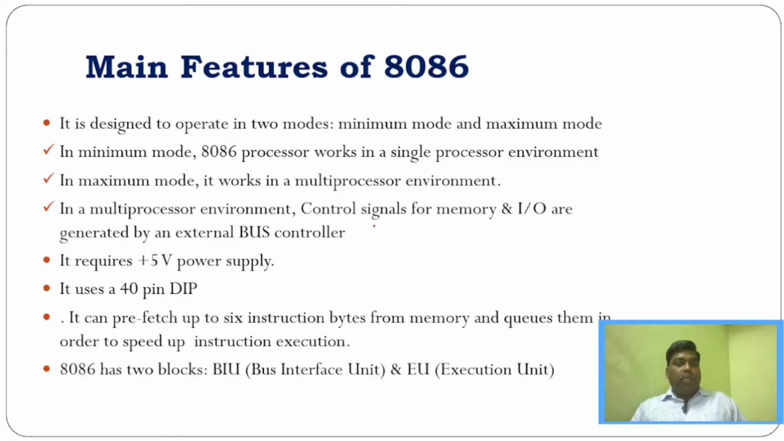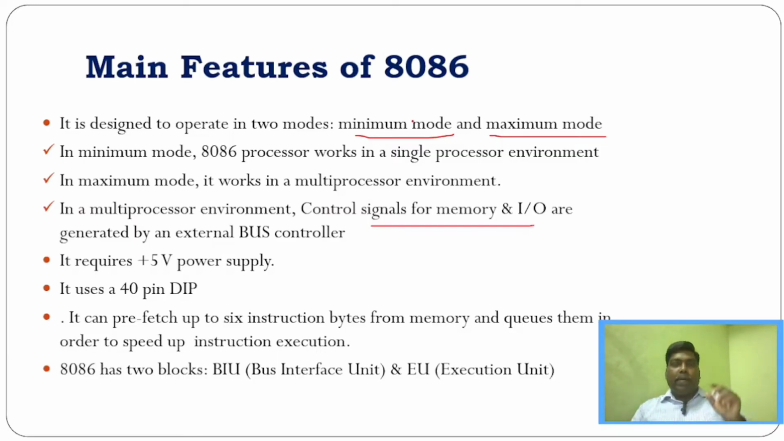In a multiprocessor environment, control signals for memory and IO are generated by the external bus controller. So you have 2 different modes, minimum mode and maximum mode. As of now, understand that minimum mode works as a single processor environment, and maximum mode acts as a coprocessor configuration, which means it works in a multiprocessor environment.